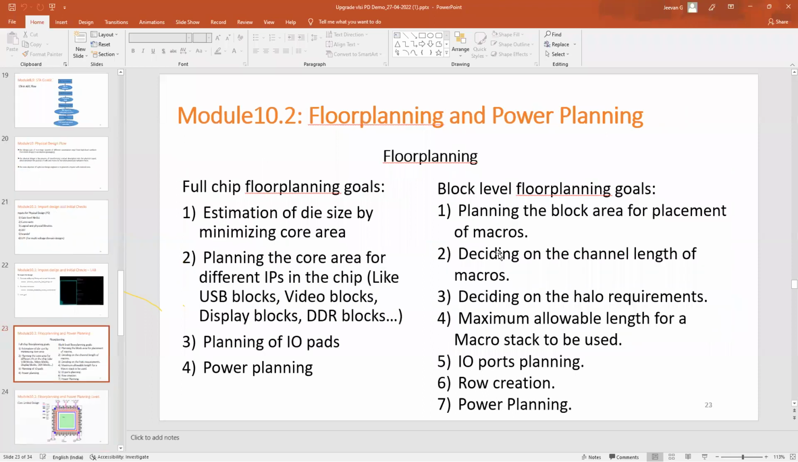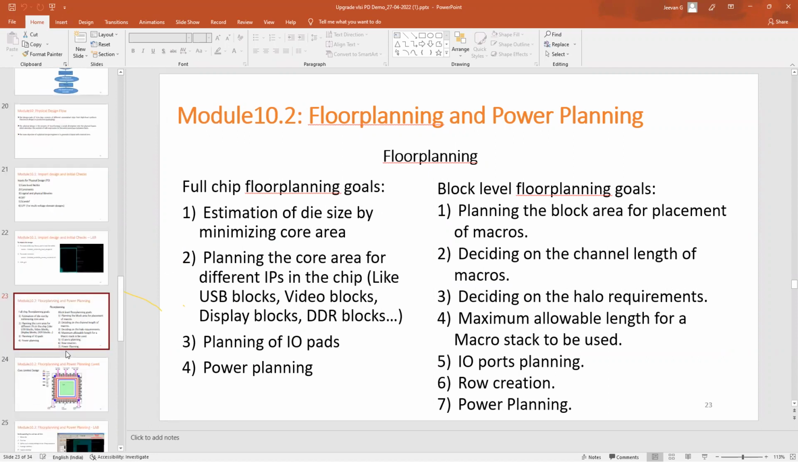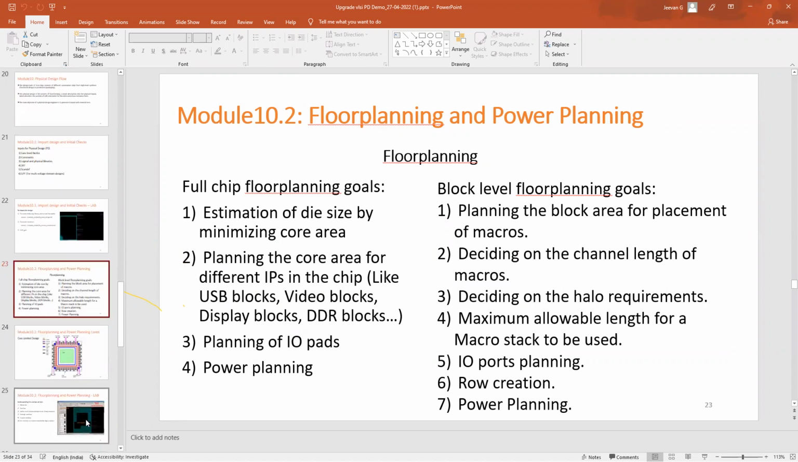The second sub-module in module 10 is floor plan and power plan. What floor plan really means, what happens in floor plan, and what the techniques for all those things are, everything you're going to see in the lab and technical sessions.